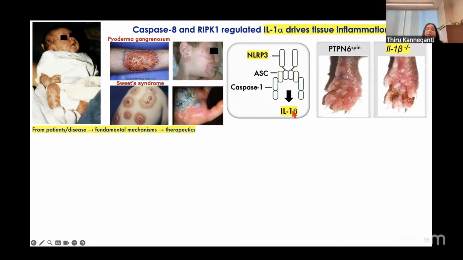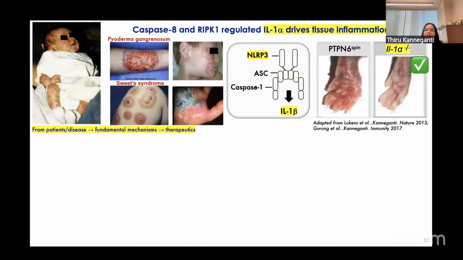And of course, a surprise, it's not IL-1 beta that is driving this disease. Then we asked if it's the other IL-1, which is IL-1 alpha. Even after 6 decades of research, not much is known about this other IL-1 alpha. And our studies clearly showed that deletion of IL-1 alpha fully protects these PTPN6 spin mice from developing this inflammatory skin disease like pyoderma gangrenosum.